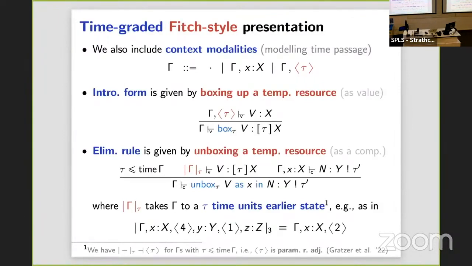Time of gamma is, in a way, a safeguard. It's just counting, adding together all the times in the context. So this side condition here is basically saying that we want to guarantee that we don't jump past the Big Bang. So we don't go too much into the past. And that's where this parametric right adjoint situation is coming from, because it's part of basically having the adjunction: you apply this operation only to contexts that have enough time in them.